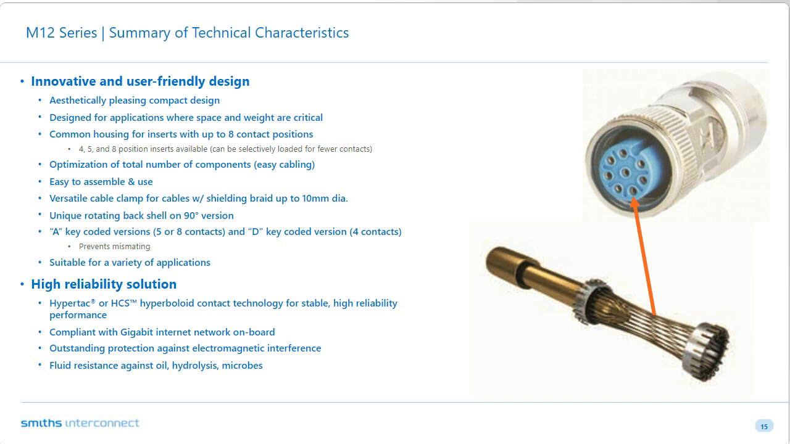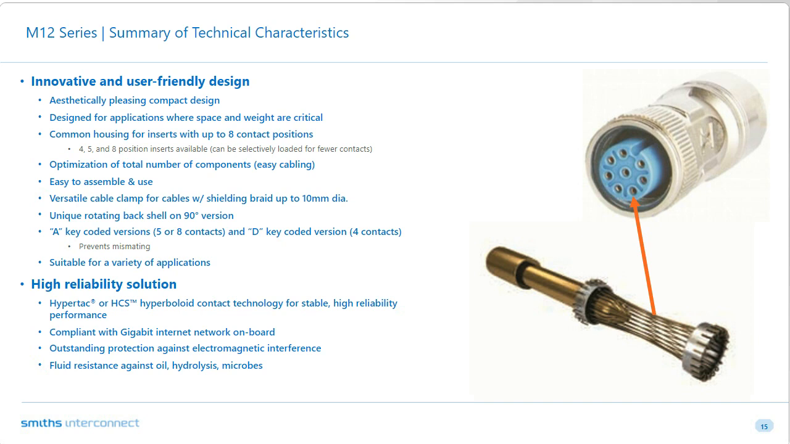A unique rotating back shell on a 90-degree version is available. There is an A-coded version for 5 or 8 contacts and a D-coded version for 4 contacts. It just prevents mismatching, really. Because why is this important? Because again, I go back to this point that when you keep the technician at the heart of this discussion, these little things, when they have to do this against the clock, if you like, make their lives ever so much easier and suitable for a variety of different applications.